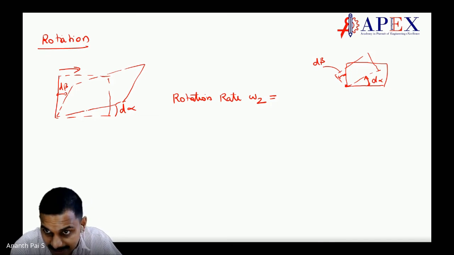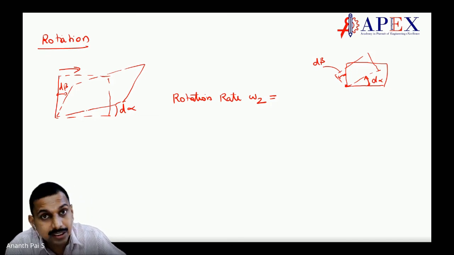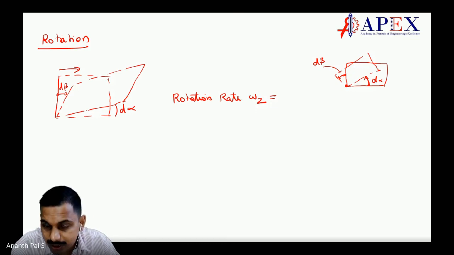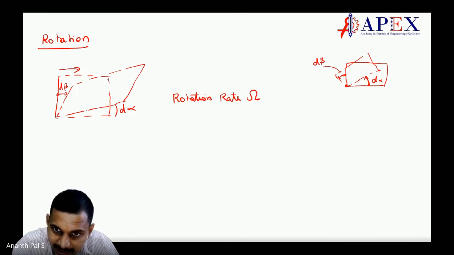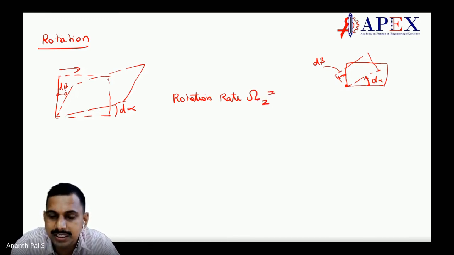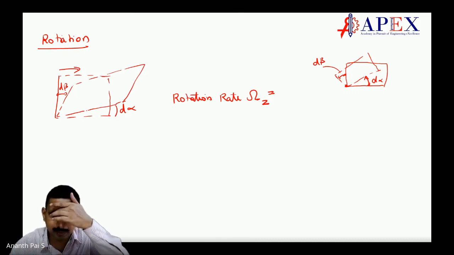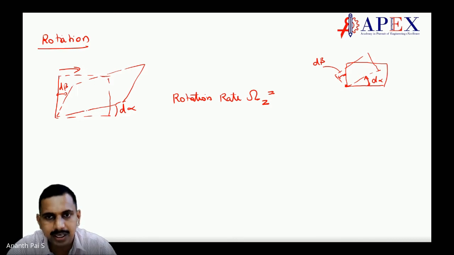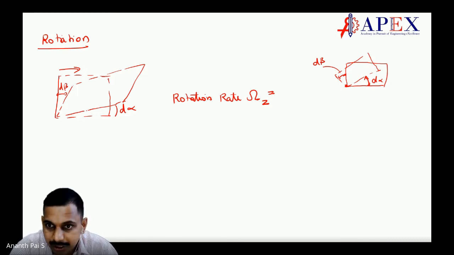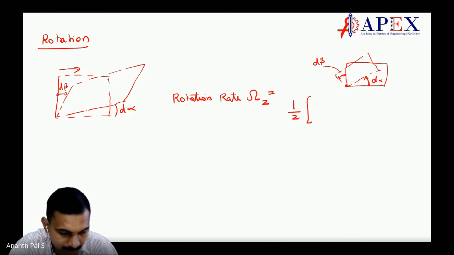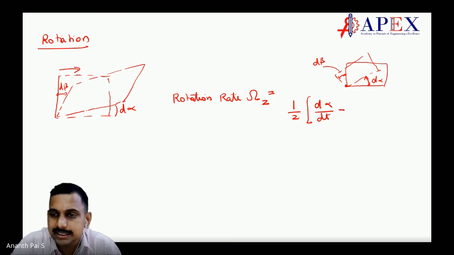Here it would have been plus, correct? And then you would have taken the average of this. So this omega z is the rotation rate. Sometimes we consider this as the rotation also. Sometimes we interchange between rotation and vorticity. We are using big omega for rotation. This rotation would be half into the rotation rate, d alpha by dt minus d beta by dt.